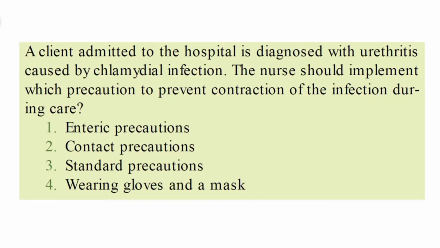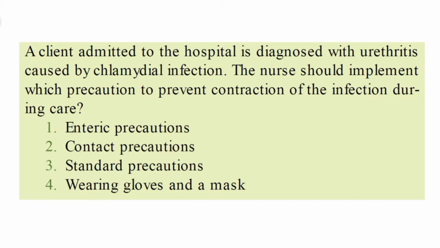So the next one is questions that contain umbrella options. The umbrella option is the one that is a broad and universal statement and usually contains the concepts of all the other options. Usually the umbrella option will be the correct answer. Okay, let's look at another example. A client admitted to the hospital is diagnosed with urethritis caused by chlamydial infection. The nurse should implement which precaution to prevent contraction of the infection during care? Number 1, enteric precaution. Number 2, contact precautions. Number 3, standard precautions. And number 4, wearing gloves and a mask.